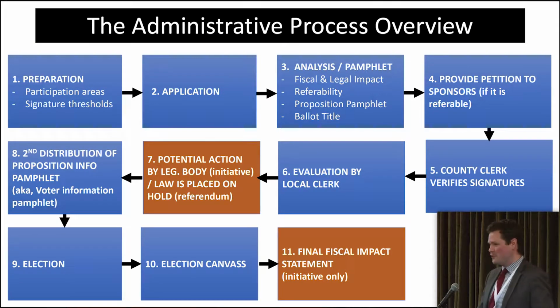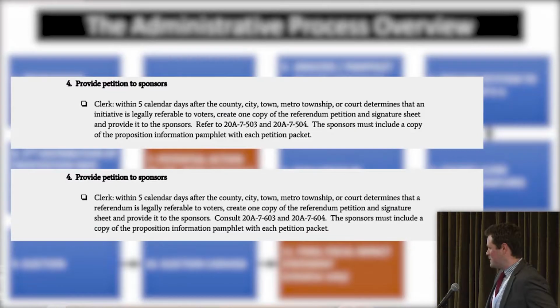So if we assume that the initiative or referendum is referable, that is, it's legally allowed to proceed, then you'll provide the petition to sponsors. And the petition consists of several items. It usually has a cover page, a signature page. It also has to include a copy of the proposition information pamphlet, which includes the fiscal and legal impact statement. So the local clerk will provide that to the sponsors after it's deemed referable.